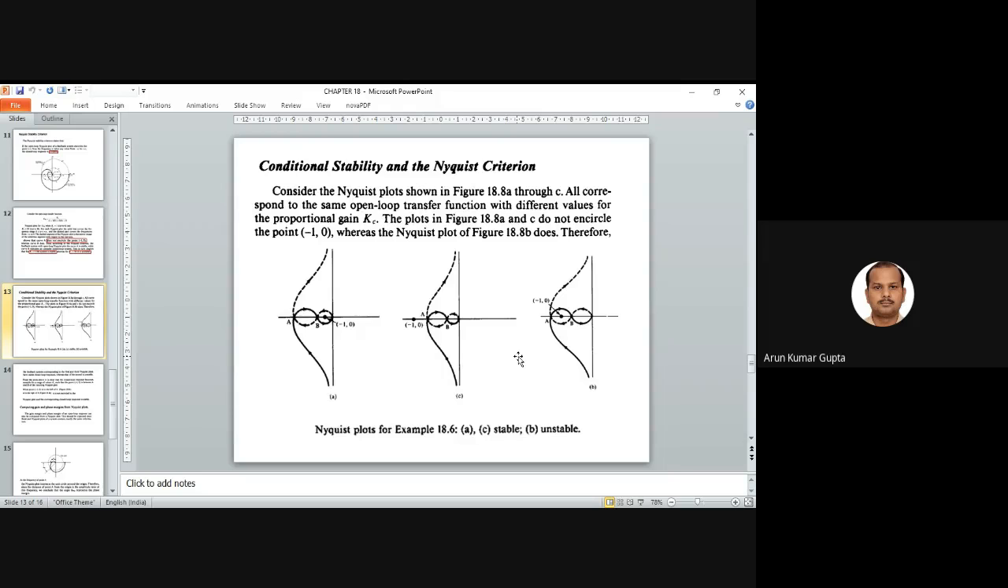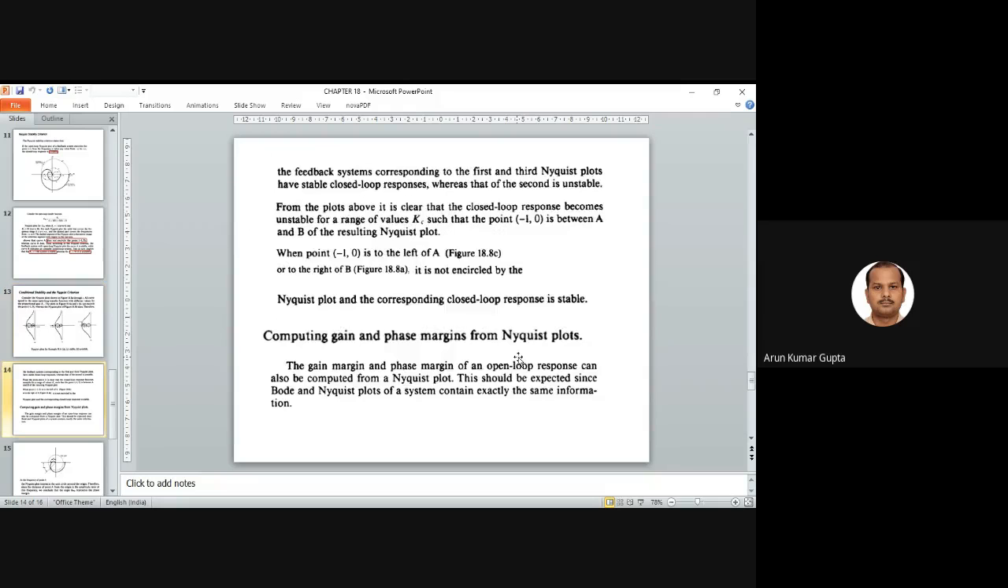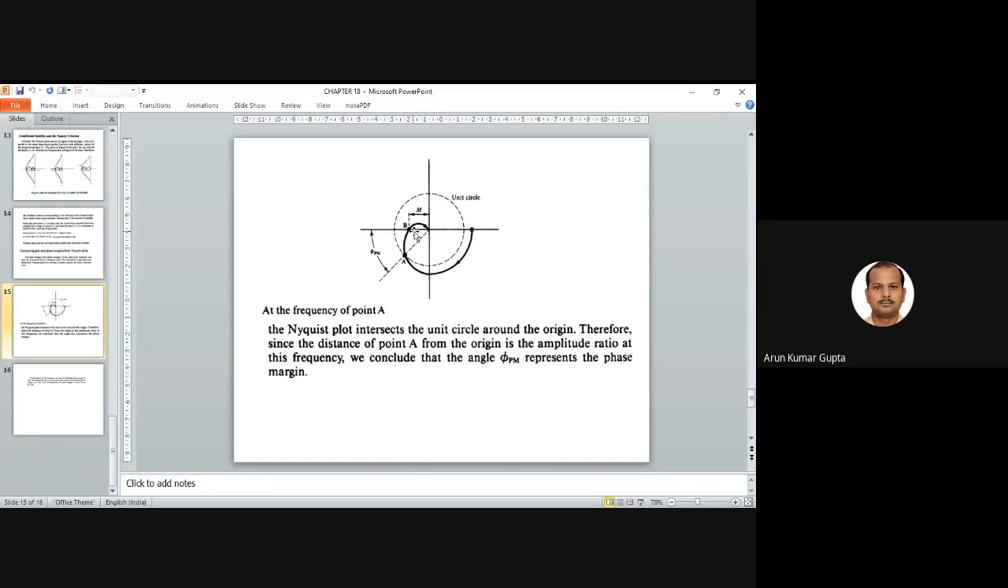You have to make a plot first, then just by looking at the location of the point minus 1, 0, you can simply say whether this is a stable or unstable system, right? So for computing the gain margin and phase margin, you can also do this kind of calculation in the Nyquist plot, in a graph. So how do we calculate gain margin and phase margin in the Bode plot, right?